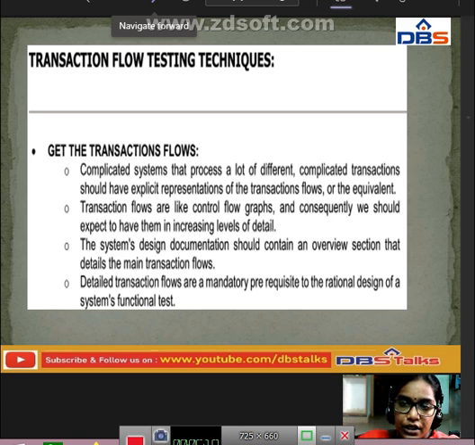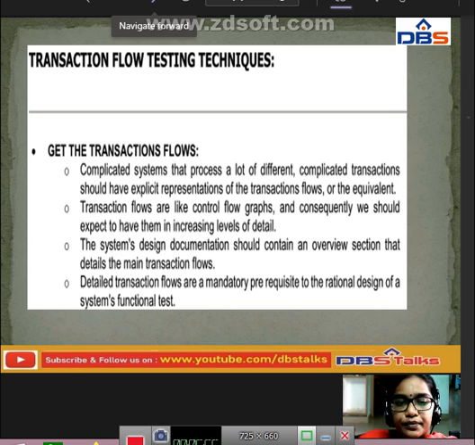But here, when it comes to detailed transaction flow, those are mandatory and prerequisite to the rational design of a system's functional test. If you are going to perform the system's functional test, the detailed flows are mandatory, and they will be prerequisite to the rational design of the system's functional test. Whenever you are going to perform a functional test, it will be a detailed transaction, just like we should perform the design of a system functional test.